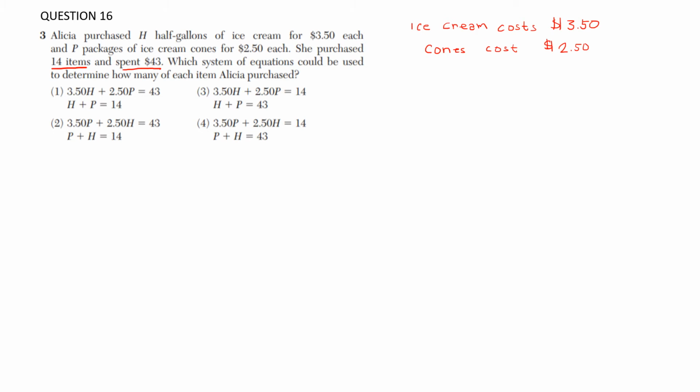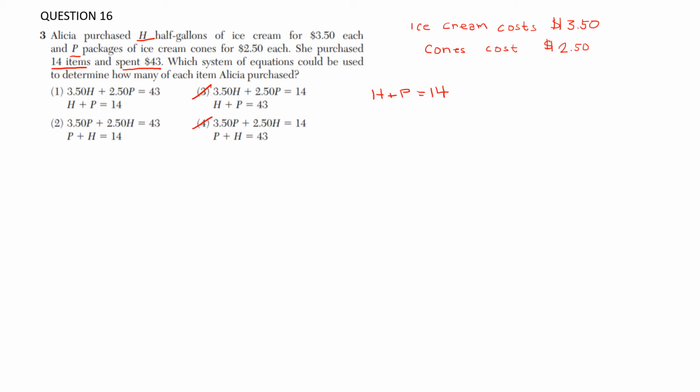And now, which system of equations could be used to determine how many of each item Alicia purchased? We know that if she purchased h half gallons of ice cream and p packages of ice cream cones, h plus p would total 14 items. So that allows us to eliminate answer choices 3 and 4 immediately.